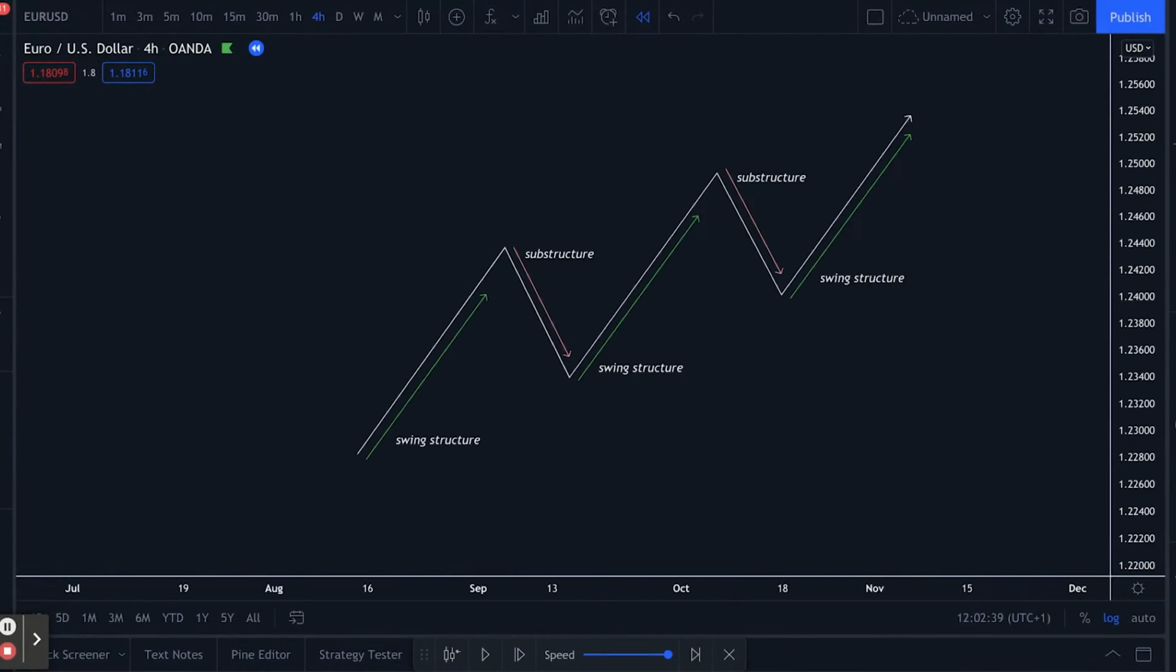Here we have the markup of the swing structure and the substructure. Once again, just for you to recap, I recommend you take a note of this, mark it out, learn what this means, and then actually go and backtest in the markets, looking at the substructure and the swing structure, learning to identify them, and making sure you are trading with the right kind of structure based on the time frames that you are trading.